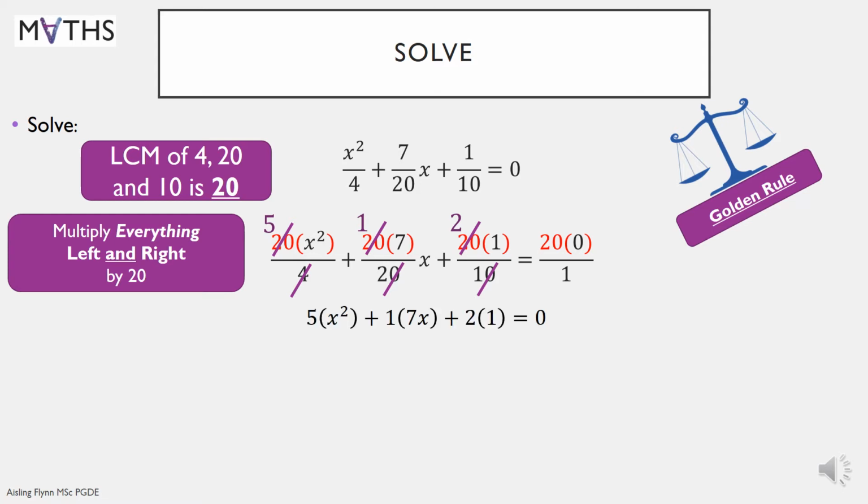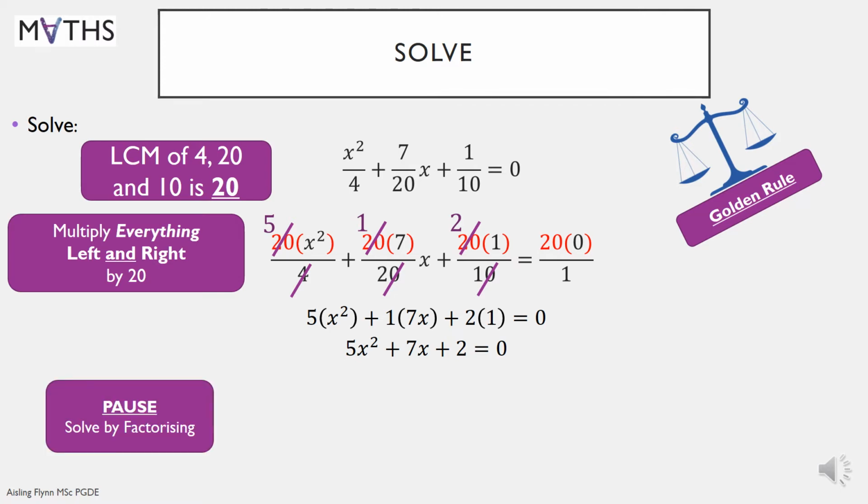This is what we have left. So on the left, we have 5 times x squared plus 1 times 7x, plus 2 times 1 equals 0. So anything multiplied by 0 on the right gives 0. Okay, so that looks much nicer. Let's remove the brackets. We'll just multiply. We get 5x squared plus 7x plus 2 equals 0. So here we have a quadratic equation, which we've seen lots of times before, and we can deal with this.